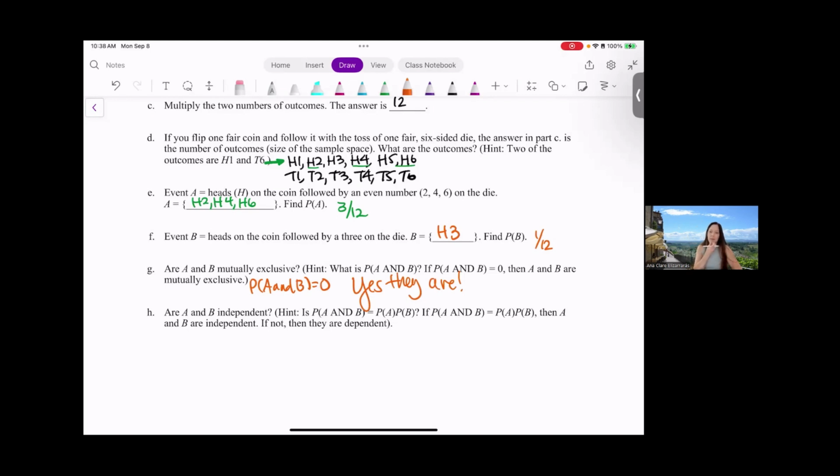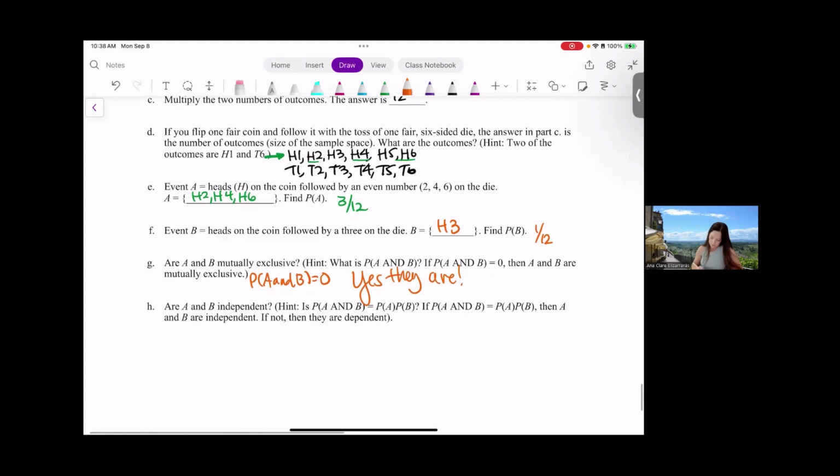Are A and B independent? Mutually exclusive events typically are dependent because in order for them to be mutually exclusive, you have to know. But let's see. Is the probability of A and B, which is 0, equal to the probability of A times the probability of B? Is 3/12 times 1/12 0? Never. No. So that's going to be 1/48? No. So no, they are not independent.